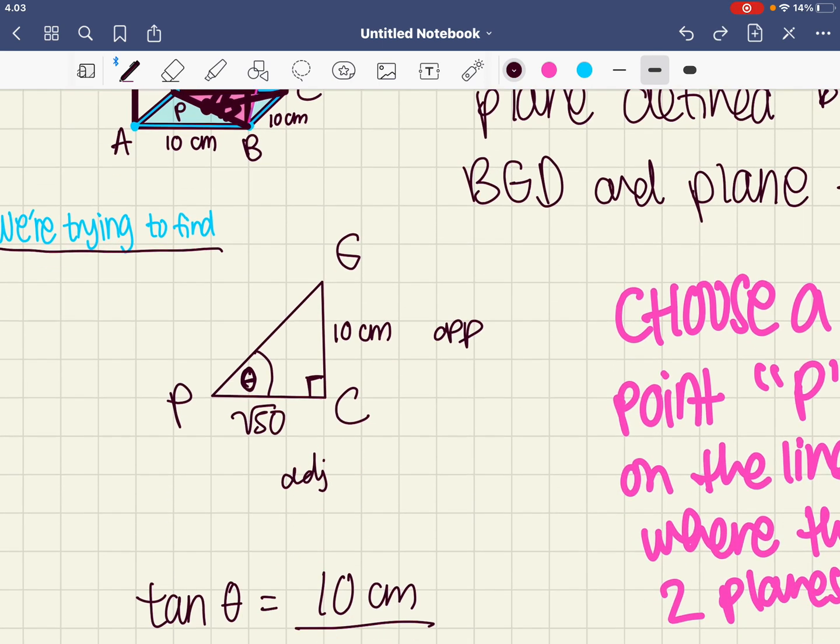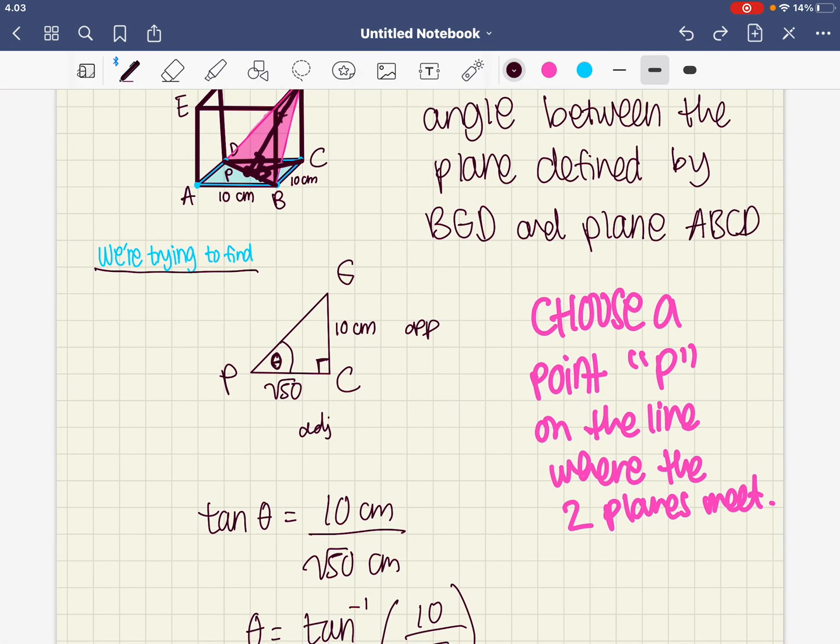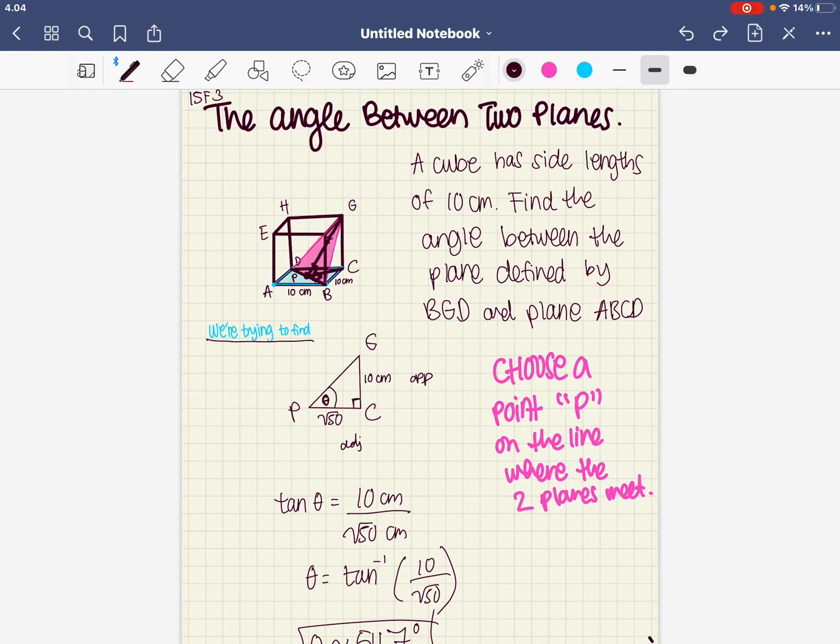Let's see, what was PC? PC was square root of 50. Let's see what square root of 50 is exactly. Square root of 50 is about 7, right? So that means the distance between PC and BC is longer, right? So that alone, that changes the angle, right? The value of the angle.